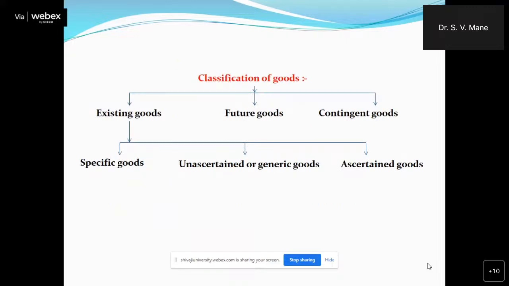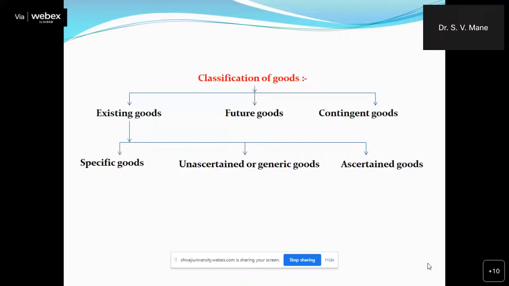Then classification of goods. Some of the classification is given under the act, that is, according to section 2(7) of the Sale of Goods Act. Goods means every kind of movable property other than the actionable claim or money, which includes stock, shares, growing crops, and things attached to or forming part of the land which are agreed to be severed by the sale under the contract of sale.